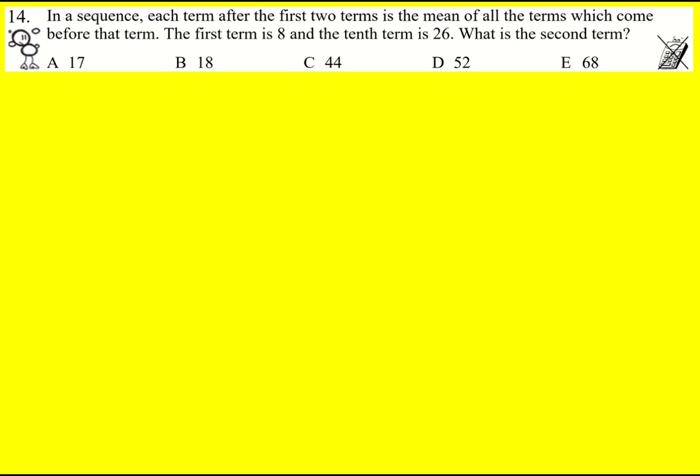In a sequence, each term after the first two terms is the mean of all the terms which come before that term. The first term is 8 and the 10th term is 26. What is the second term? So let's call it x.